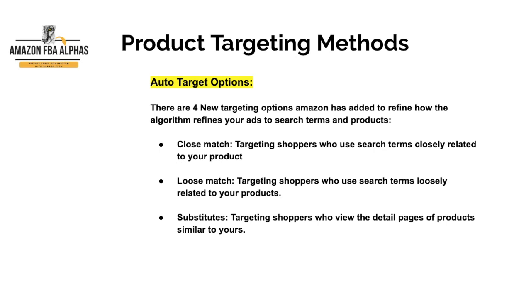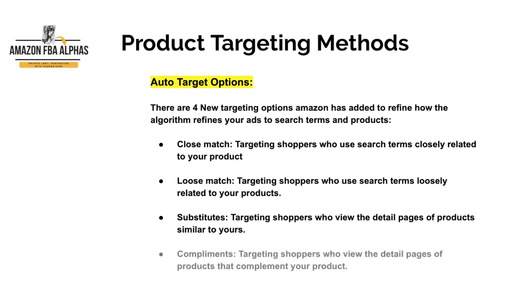Substitutes, targeting shoppers who view the detail page of products similar to yours. So for example, if you're selling a water bottle, a different water bottle listing. And complements, targeting shoppers who view the detail pages of products that complement your product. So if you're selling a water bottle, maybe a complement product would be a water bottle holder, for example. You can choose to either target these and give them bids, like a budget per one of them, or you can choose to just do a normal automatic campaign where Amazon will just do what it always used to do and not use these different targeting options.